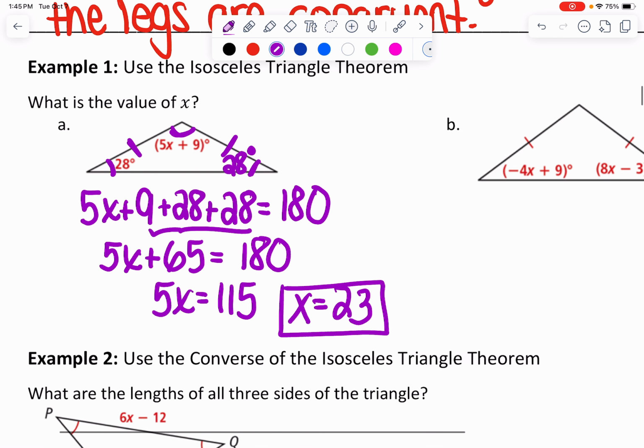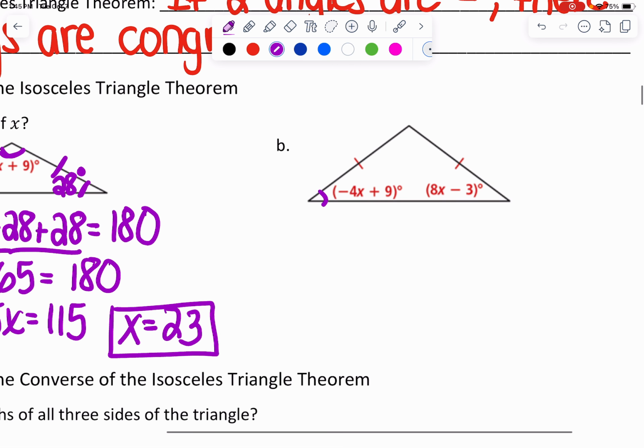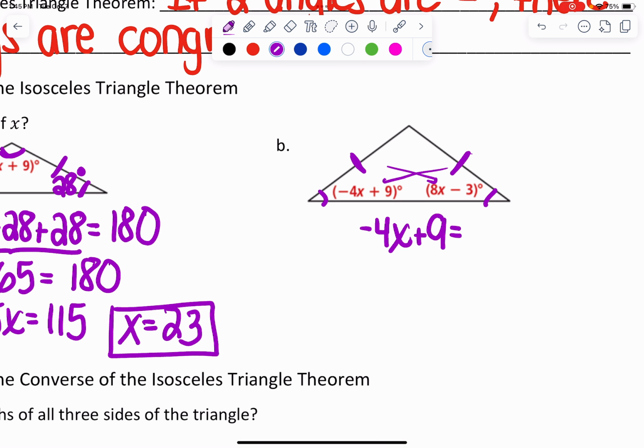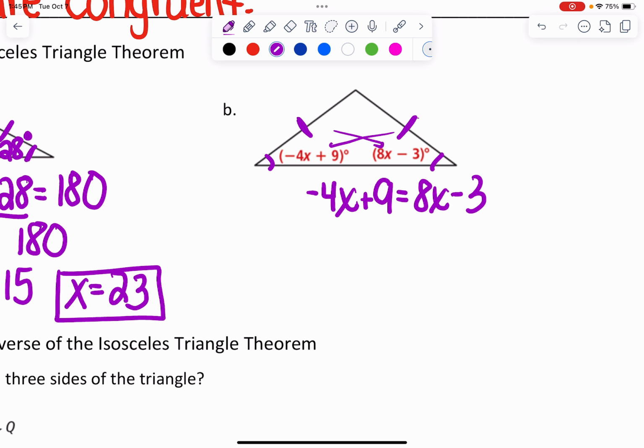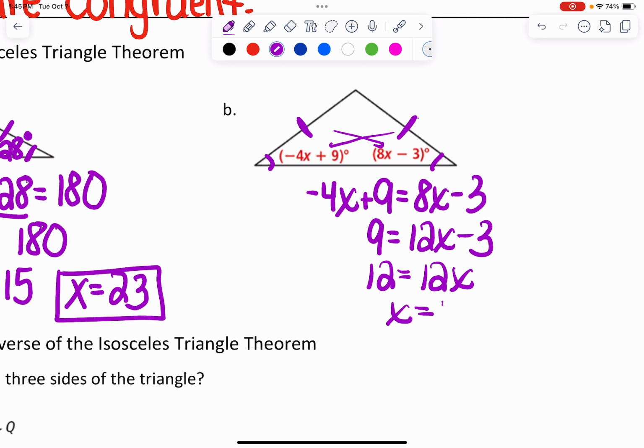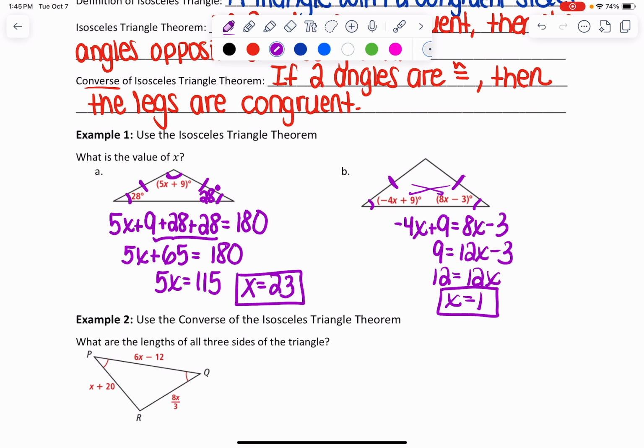Okay. For this next one, you are given, these are your two base angles. So we know that this is congruent to that. Okay, so I know that the two base angles, the opposite angles, are going to be congruent to each other. So congruent means equal, so I would just set them equal. 4x plus 9 equals 8x minus 3. Okay. All right, and so just solving, I'm going to add the 4x over, so you get 9 equals 12x minus 3. Add the 3, you would get 12 equals 12x. And then divide, you get x equals 1. Okay, so just basic solving for x.